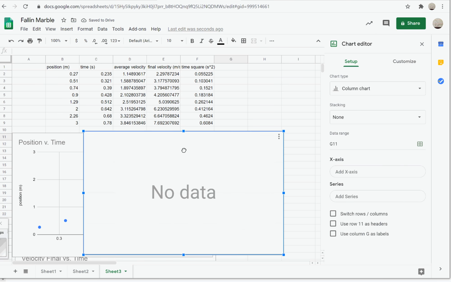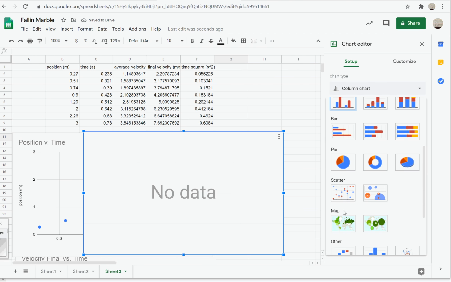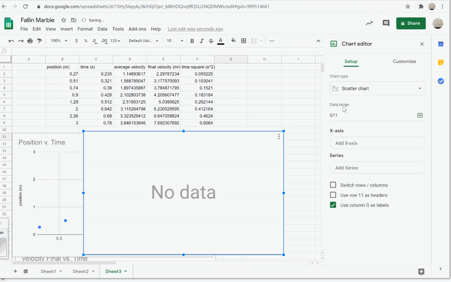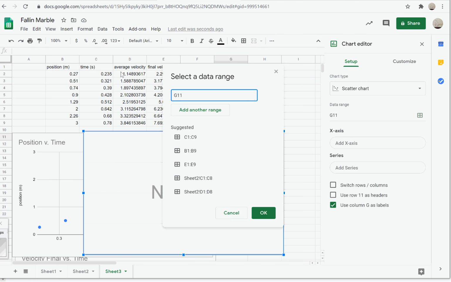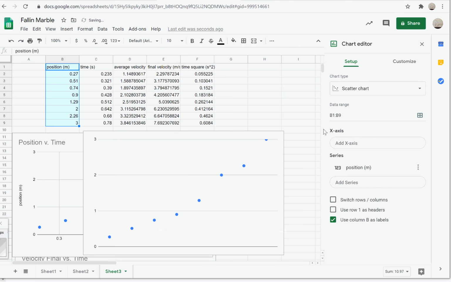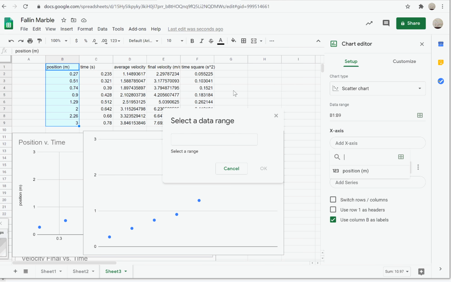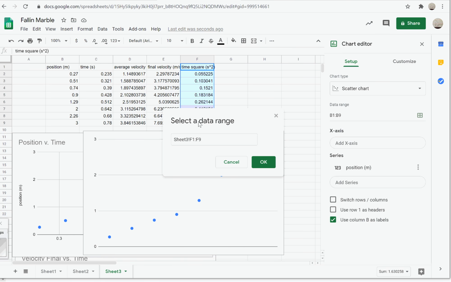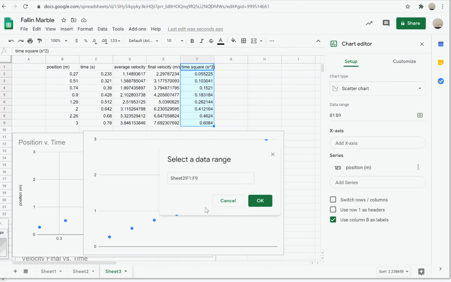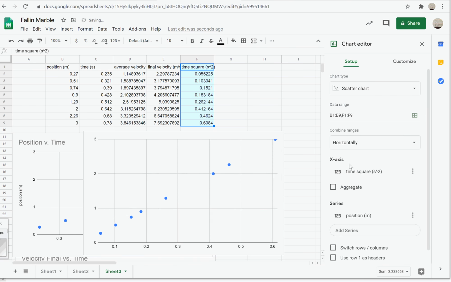I want to get this graph a little out of the way. And let's go up here. I wish it would just pick that by default by now. But I want a scatter plot, and I want position for my y-axis. And now for my x-axis, I want time square. Good job. Time square.